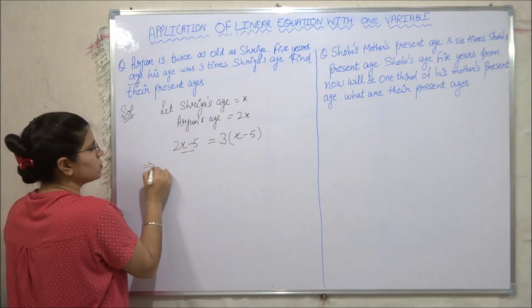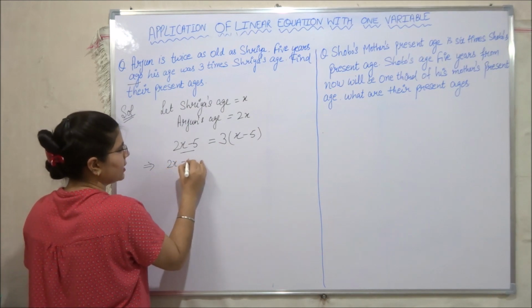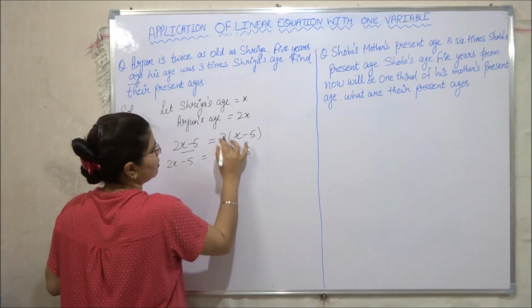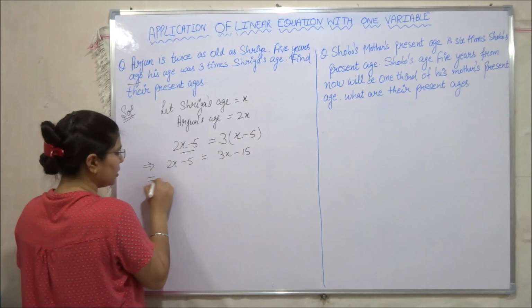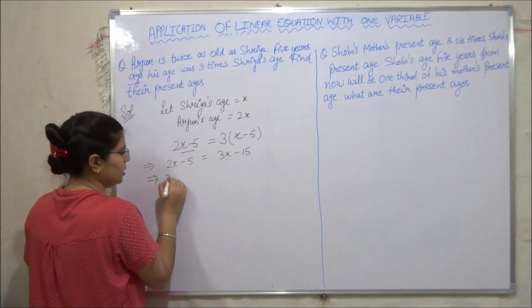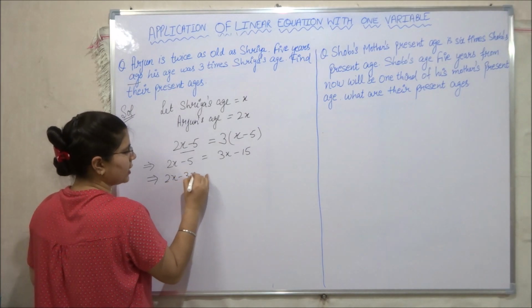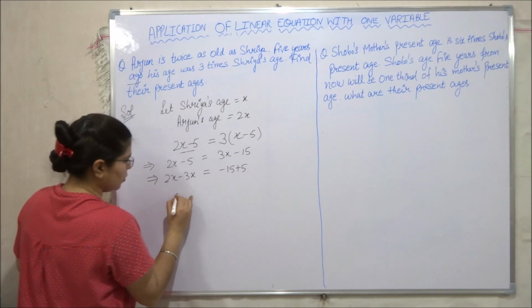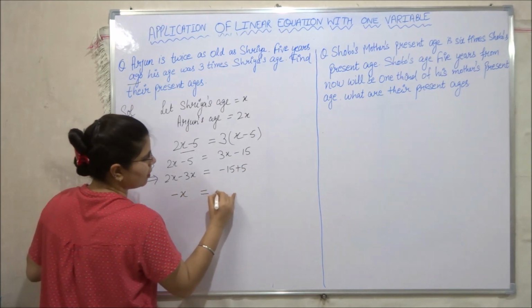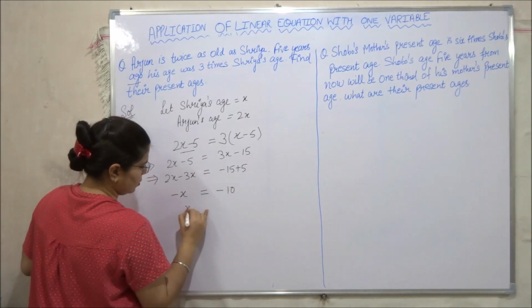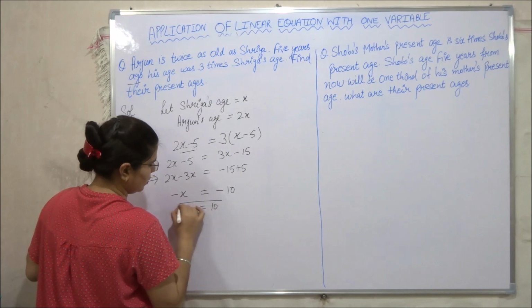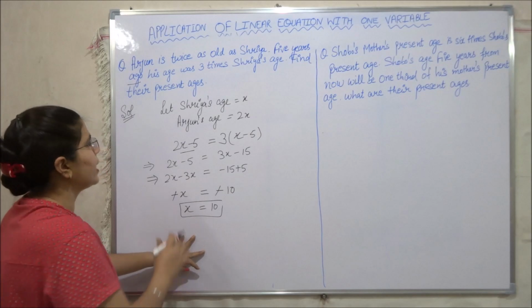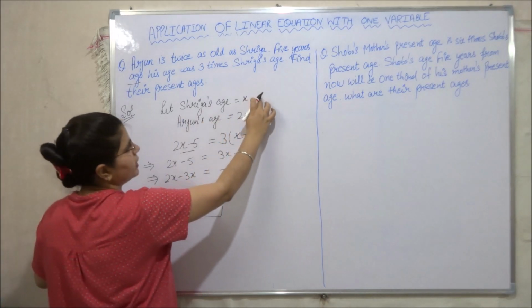Now we will solve the equation. 2x minus 5 equal to 3x minus 15. 3 5s are 15. Now taking variable on the left hand side, 2x minus 3x equal to minus 15 plus 5. So minus x equal to minus 10. So x will be equal to 10. Negative sign gets cancelled on both sides. That means Shreya's age will be 10.